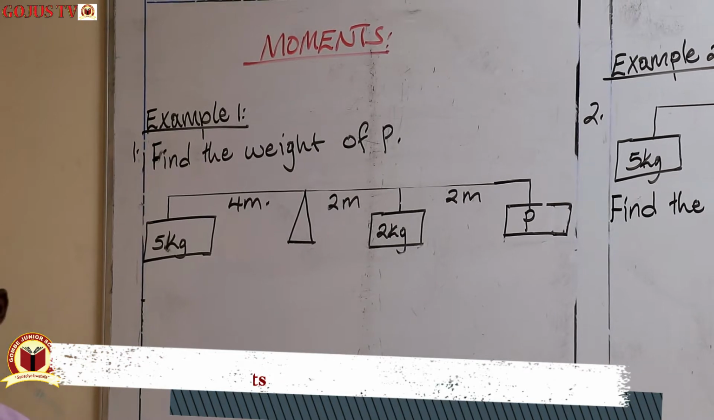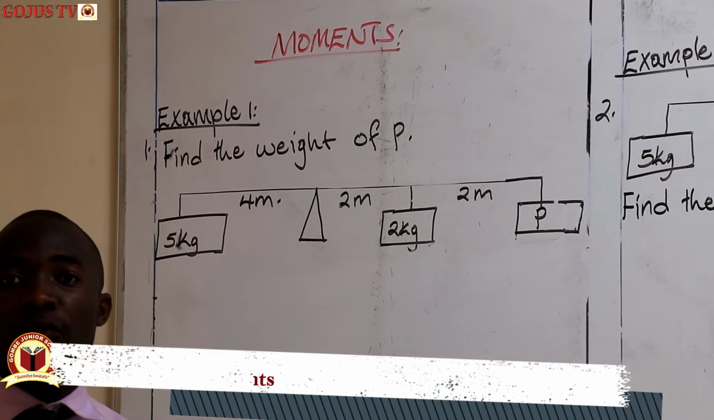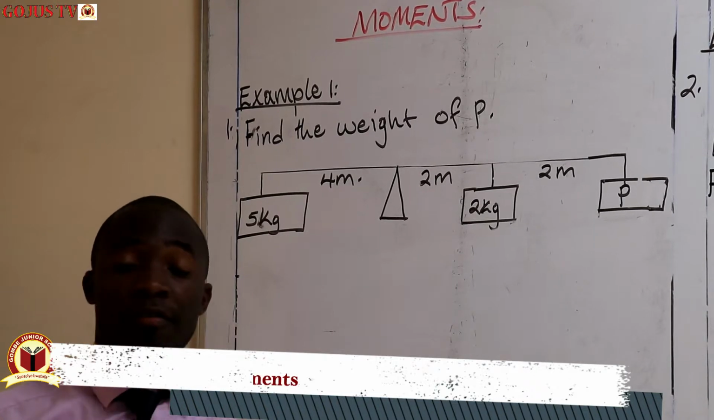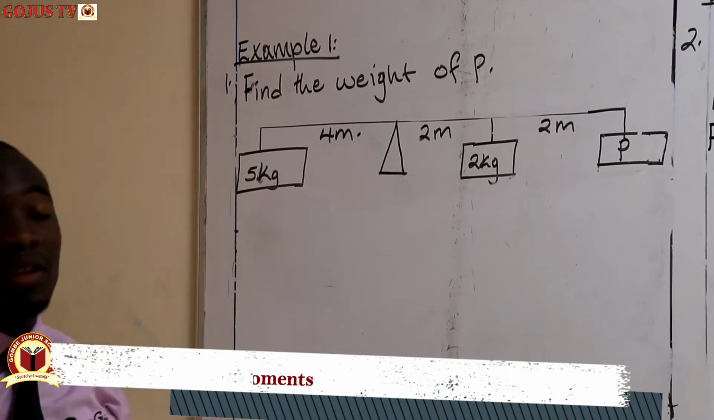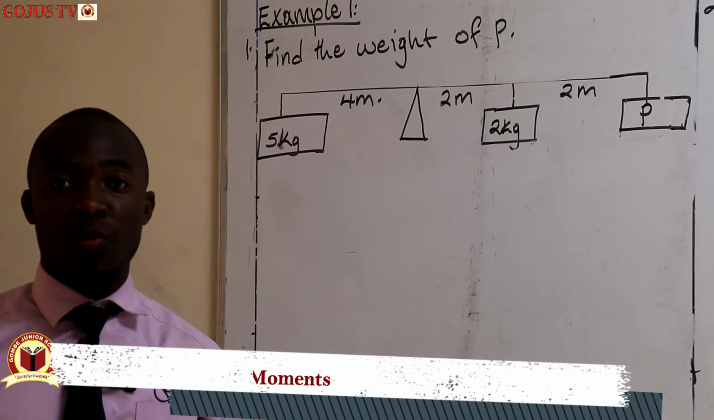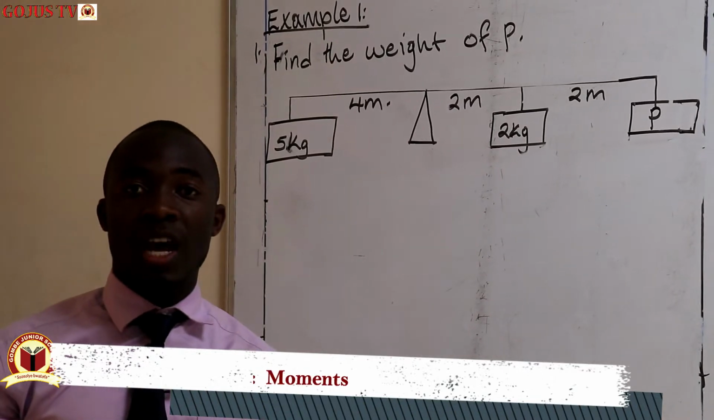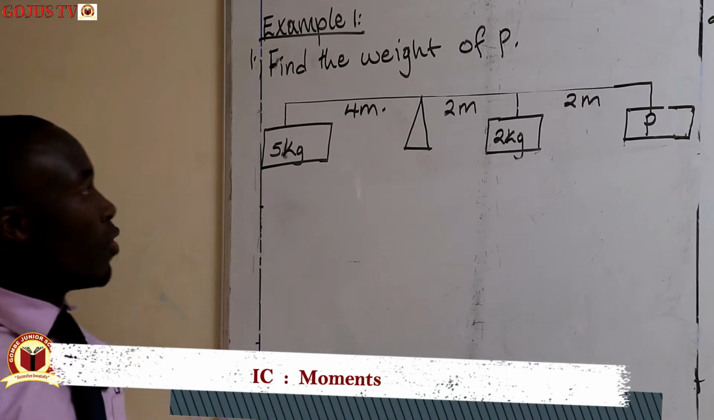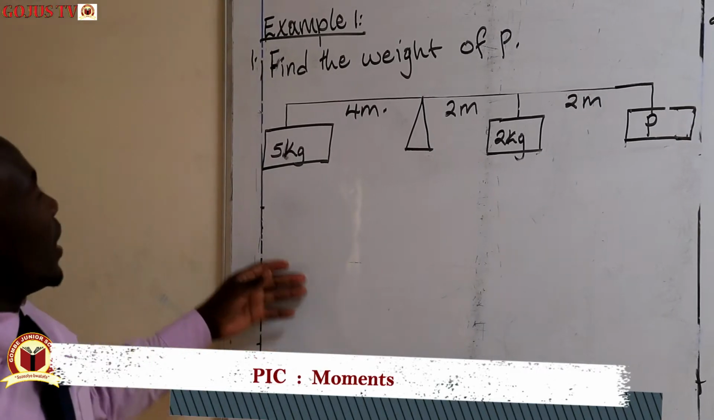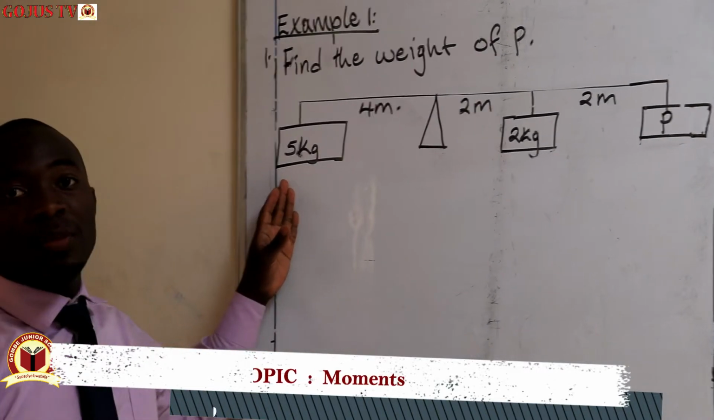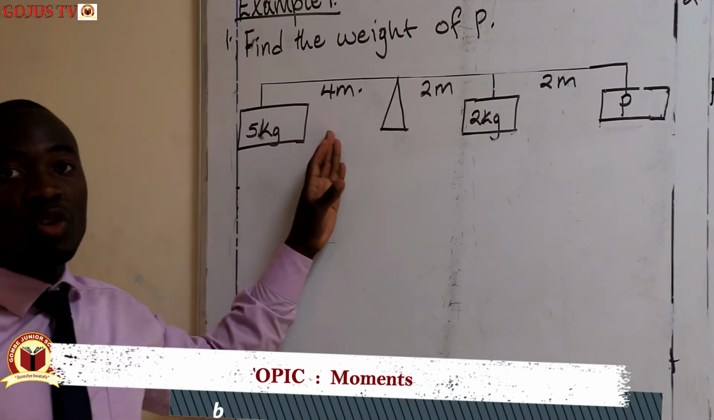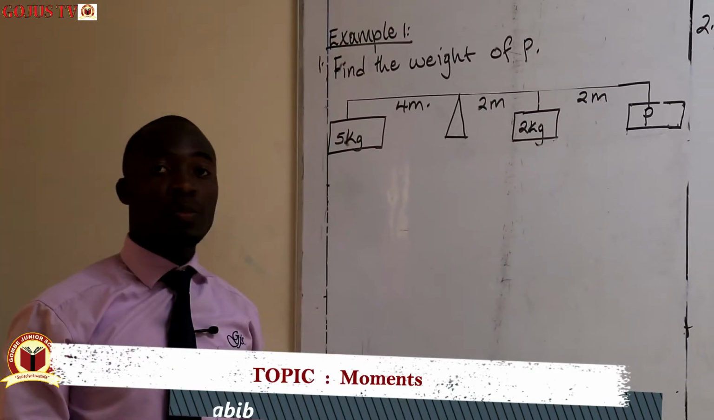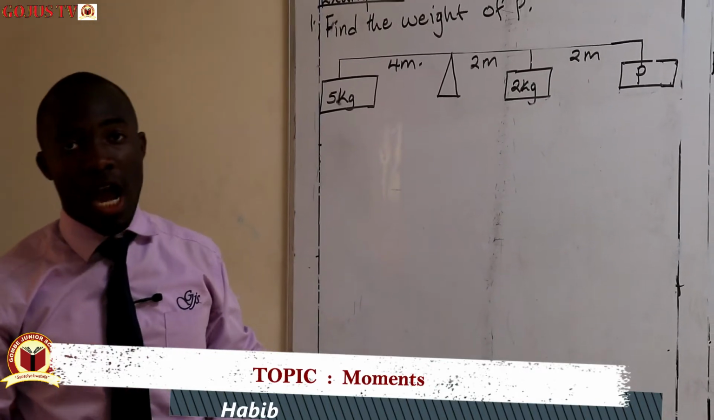Last time we were able to state the principle of moments, or what we may refer to as the law of levers, where we said that the sum of the anti-clockwise moments is equal to the sum of the clockwise moments. So for any lever to balance, the product of the effort force multiplied by the effort arm should be equal to the product of the load force multiplied by the load arm.